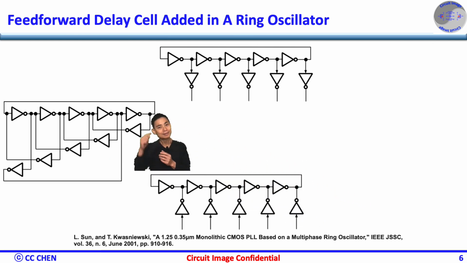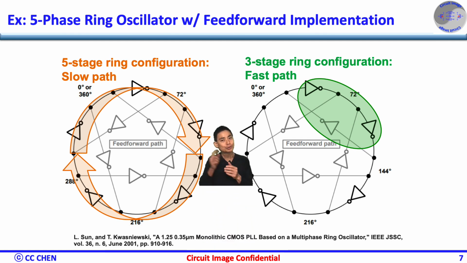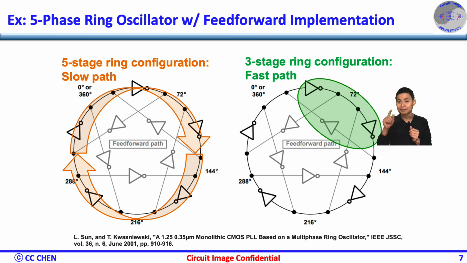If not, think about the dual paths again for 5 seconds. Great. You can separate the dual path as the direct delay path and feedforward delay path images. The direct delay path should be a 5-stage ring configuration, so we can call it a slow path. On the other hand, the feedforward delay path can be identified in the 3-stage ring configuration, so we can call it a fast path.